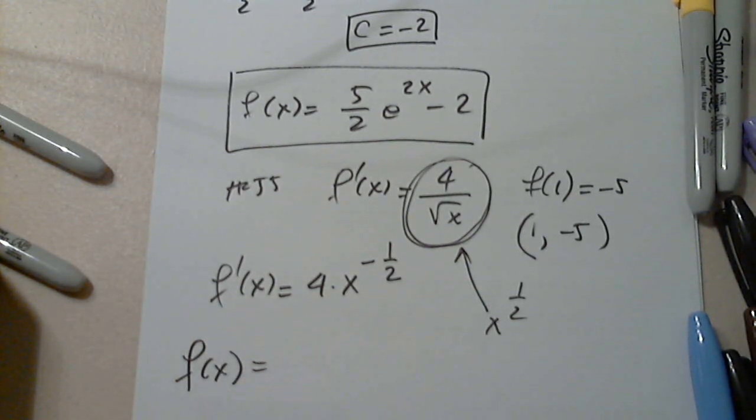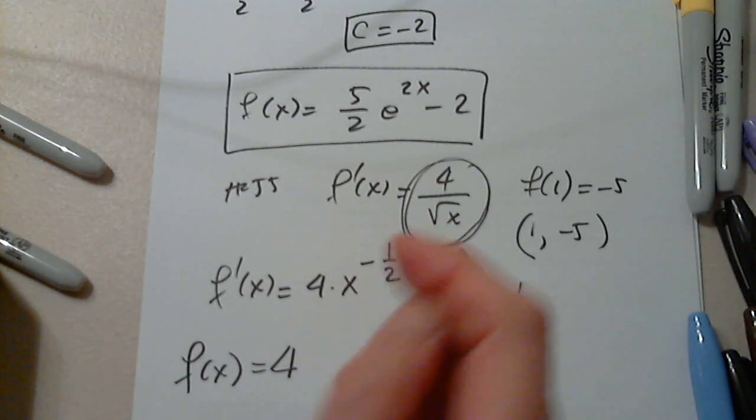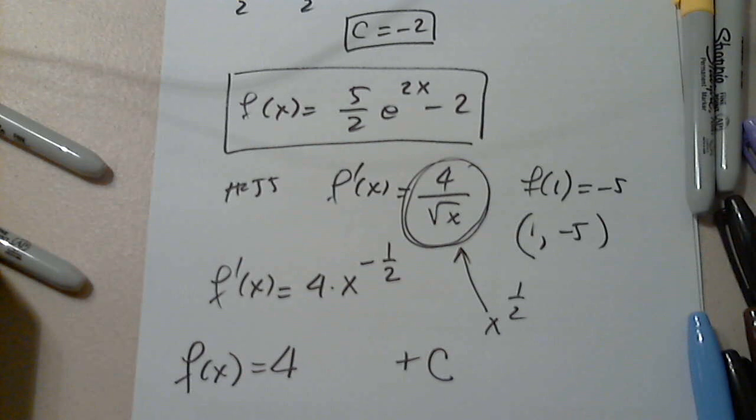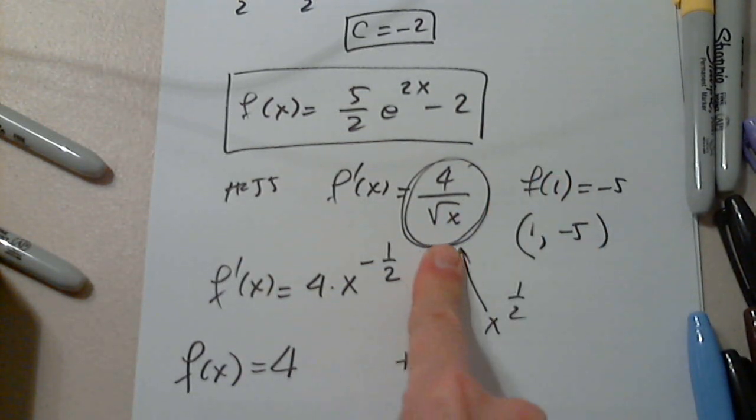So can anyone help with f of x? 4 has to stay. Nobody can touch that. So now I need to figure out which function I differentiate to get this. And yes, of course, I would have to put a c. Why? Because c prime is 0. And that's what I have here. I don't see it, but it's 0.